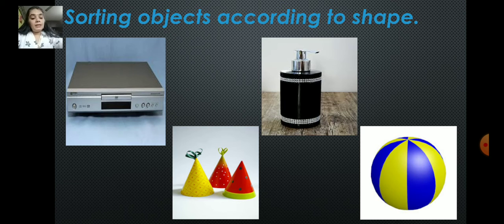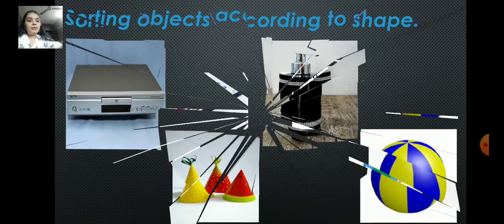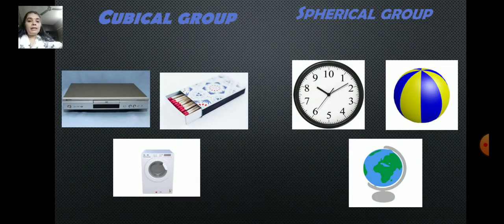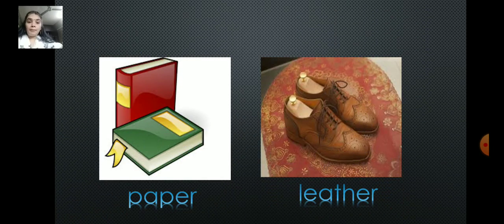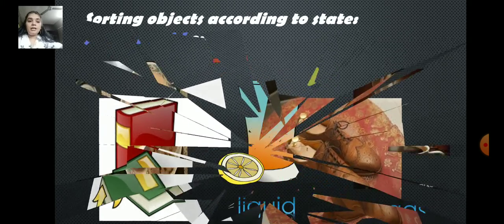And there is another reason why we find such grouping useful. Dividing materials into groups makes it convenient to study their properties and also observe any patterns in these properties. So here we have cubical shapes, spherical shapes, so paper, things made out of paper, things made of leather.